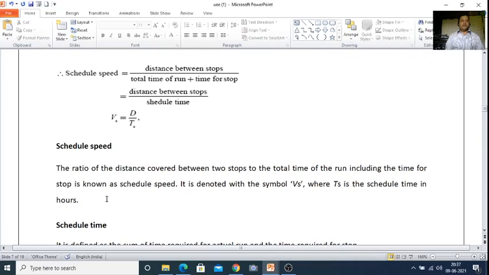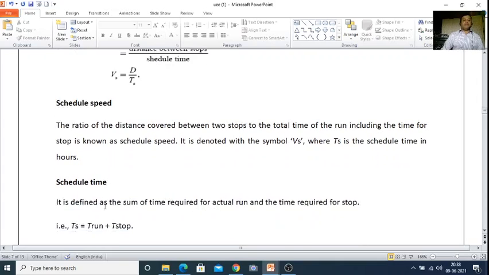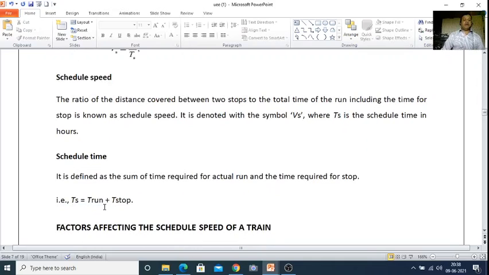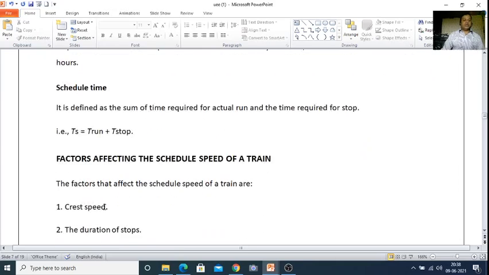Now coming to the schedule speed. What is schedule speed? Definition: the ratio of distance covered between two stops to the total time of run including the time for stop is known as schedule speed. It is denoted by the symbol Vs, and Ts is the schedule time in hours. What is schedule time? It is defined as the sum of the time required for actual run and the time required for stop. That is, Ts equals T run plus T stop.